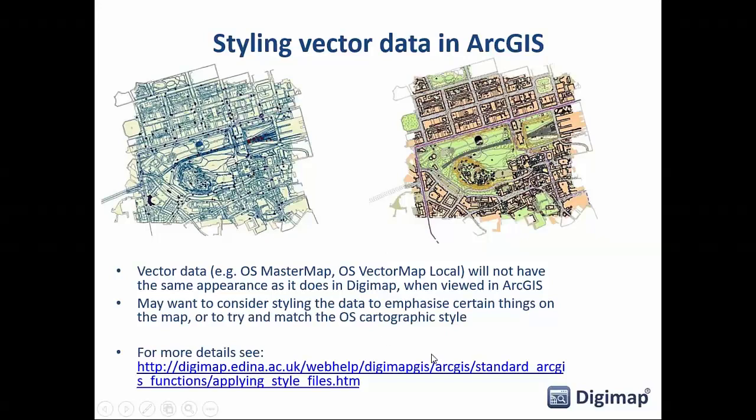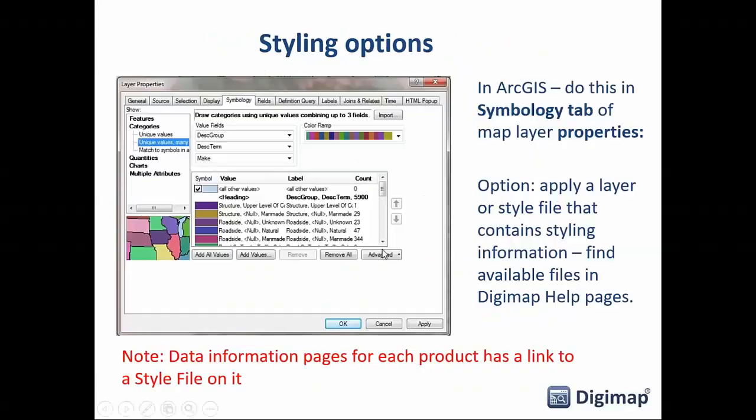For every product, as I say, we provide some styles, or we provide links to some styles. So you can go to this URL here, which you can look at later, on how to apply style files or layer files. You can take pre-built layer files and just apply them to the data to get that representation. If you look at the help pages for each product, you'll find links either to layer files that we've created or layer files that are provided by Ordnance Survey themselves. And you can then use those for the data.